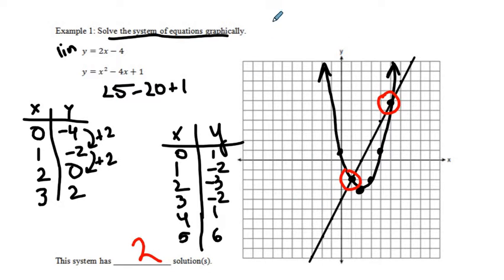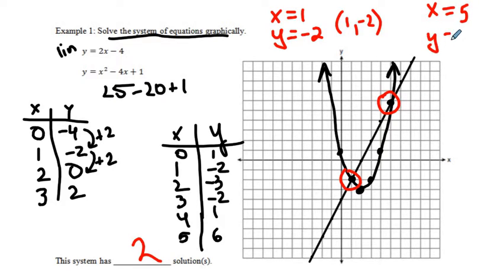So one solution is going to be x equals 1 and y equals negative 2. So that's one solution, 1, negative 2. And another solution is going to be x equals 5 and y equals 6. And we can see that those points appear on both graphs, which is why they're both solutions.